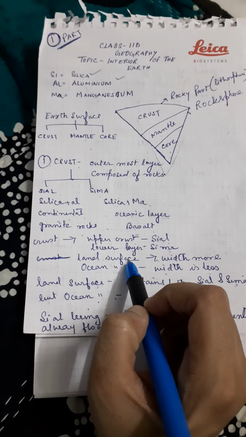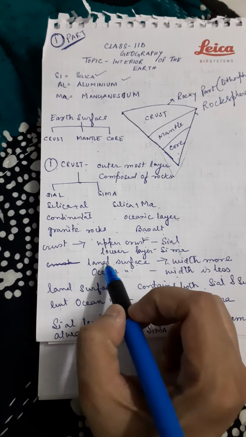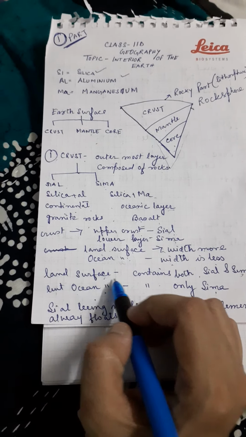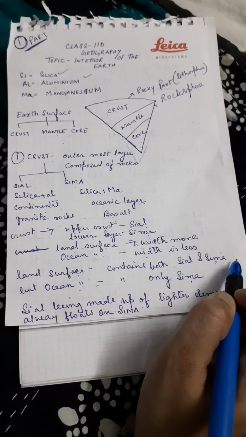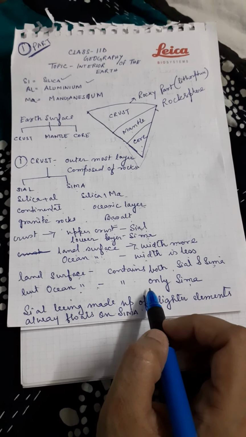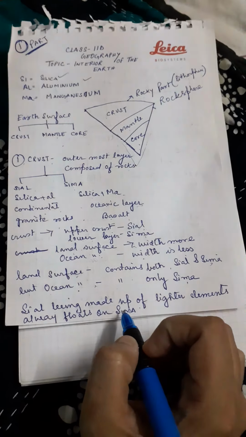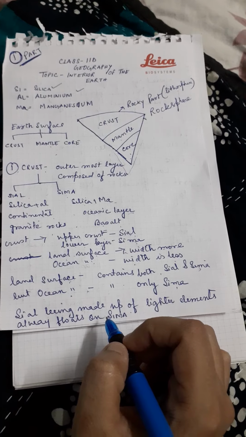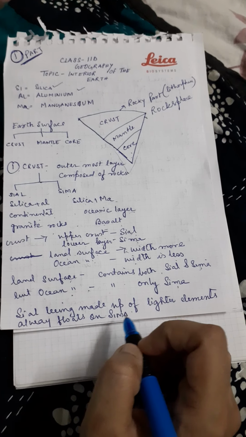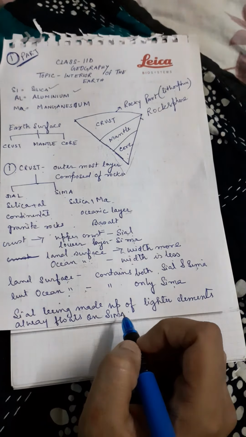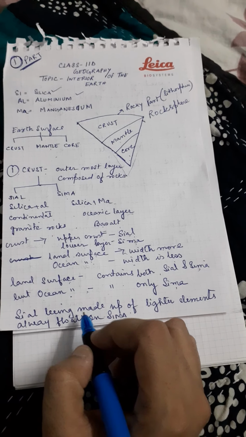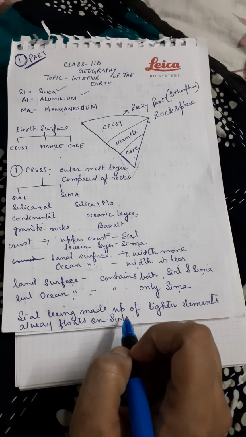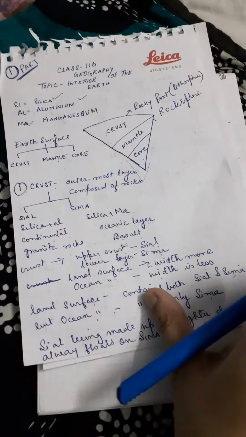On the land surface the width is more, and on the oceanic surface the width is less. It has been found that the land surface contains both Sial and Sima, but the oceanic surface contains only Sima. Sima, that is silica and magnesium, contains the heavier material. So Sial, being made up of lighter elements, always floats on Sima. Moving to the next part.